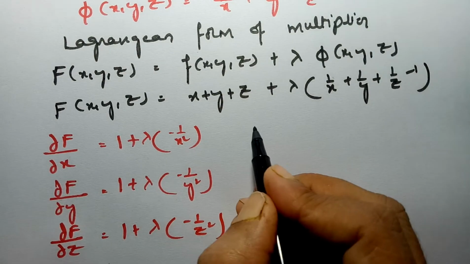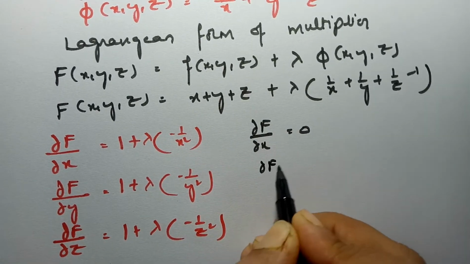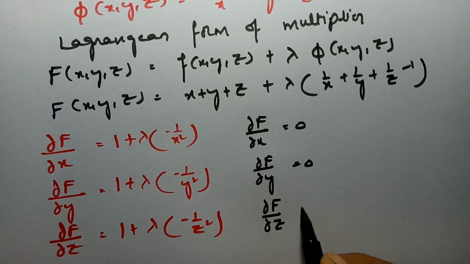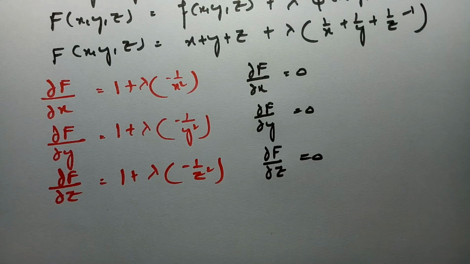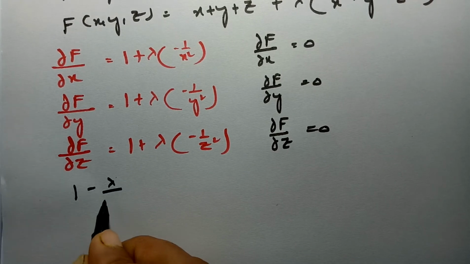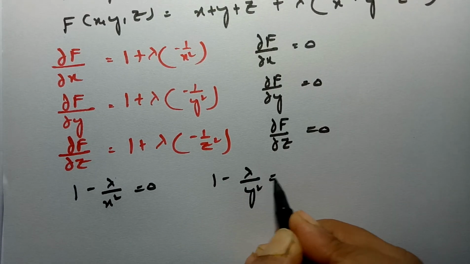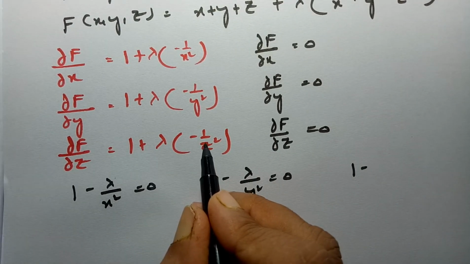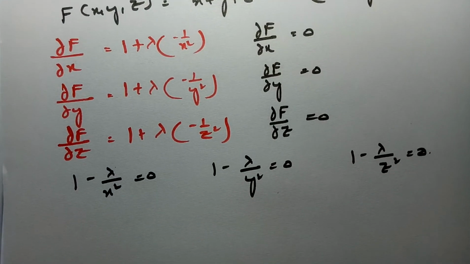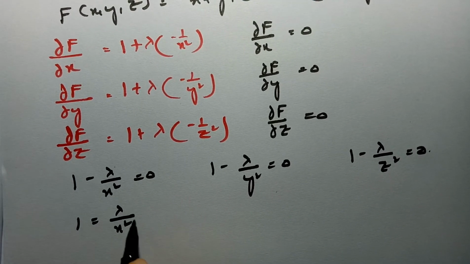Now what I have to do? I have to equate dou F by dou x to 0, dou F by dou y to 0, and dou F by dou z to 0. If I equate, see what will happen. 1 minus lambda by x square is equal to 0. If I equate this, it will be 1 minus lambda by y square is equal to 0. And if I equate it to 0, it will be 1 minus lambda by z square is equal to 0.